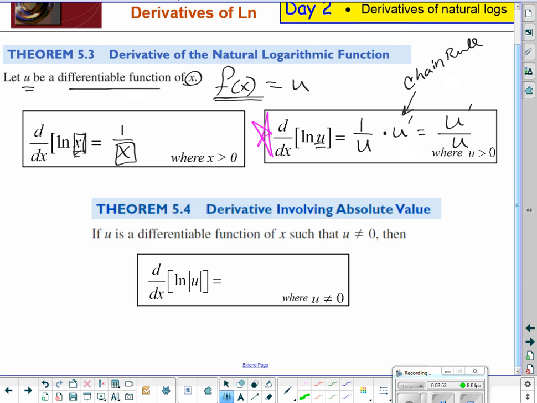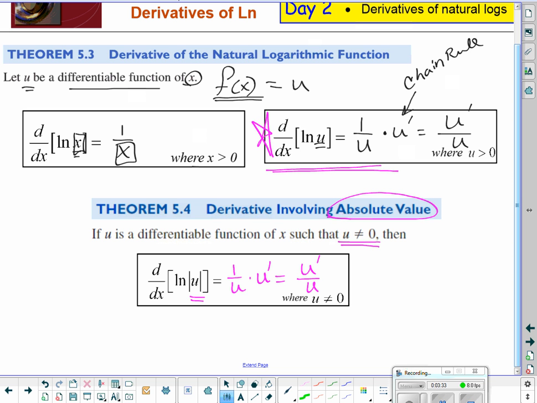Theorem 5.4 talks about what if the derivative involves an absolute value. If u is a differentiable function of x such that u does not equal 0, then d dx, the derivative with respect to x, of natural log absolute value u is the same exact pattern that we just discussed up here. It's still 1 over u times u prime, chain rule for the u prime here. You'll memorize this as just u prime over u. So we don't need to learn anything different just because it's an absolute value.